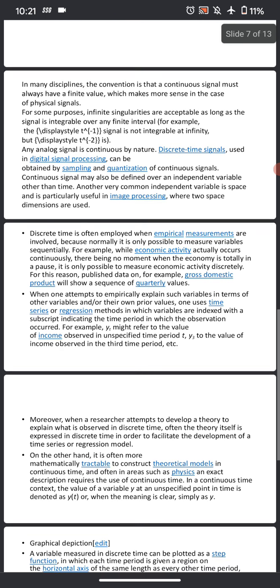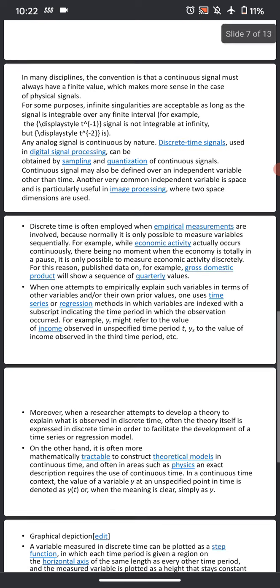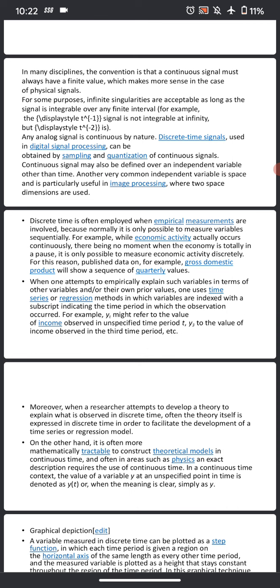Discrete time is often employed when empirical measurements are involved because normally it is only possible to measure variables sequentially. For example, while economic activity actually occurs continuously, there will be no movement when the economy is totally in a pause. It is only possible to measure economic activity discretely. For this reason, published data on, for example, gross domestic product show a sequence of quarterly values.